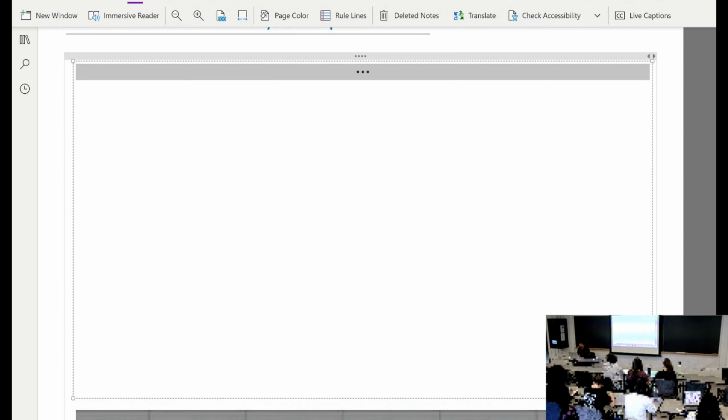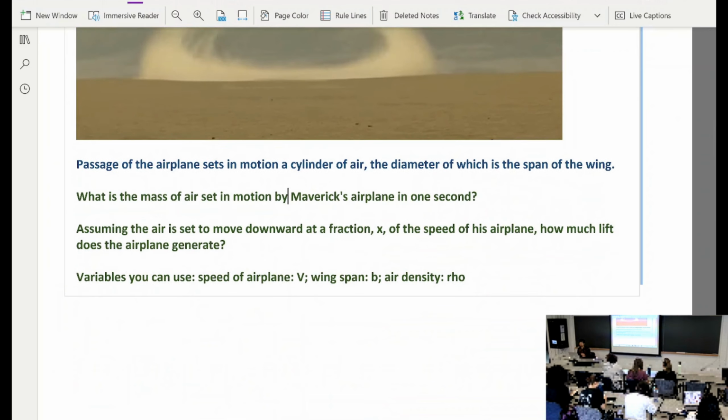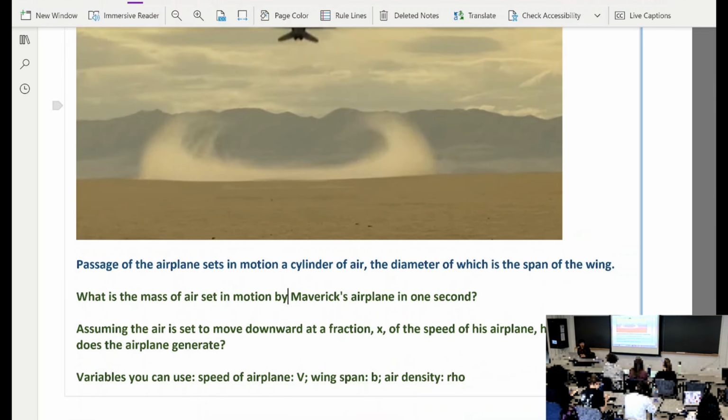Today we are following on what we did in the last lecture, and we are going to be answering a series of questions. We are assuming the passage of the airplane sets in motion a cylinder of air, the diameter of which is the span of the wing, and we use B for the span of the wing. We use rho as the density of air, and the speed of the airplane is V. We'll start answering these questions very similar to the one we watched on Wednesday, but today is real aerodynamics.